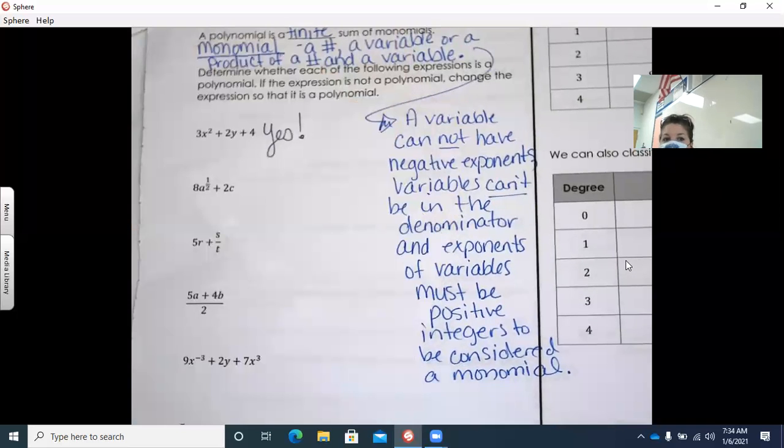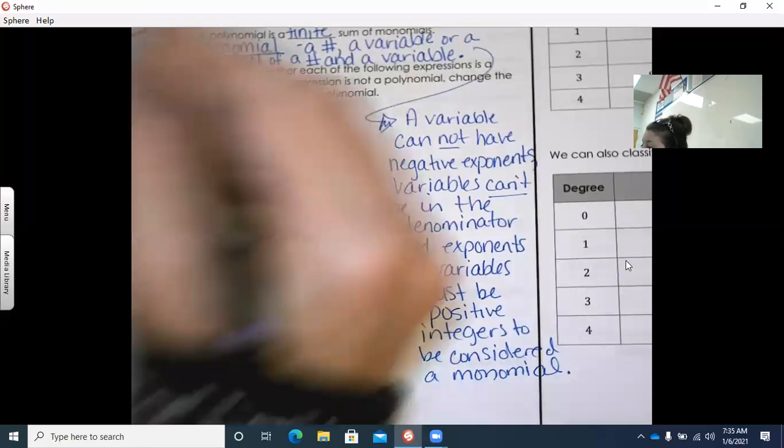Look at the next one, 8a raised to the 1/2 plus 2c. Is that a polynomial? Look at 8a to the 1/2. Is that a polynomial? What's wrong? The 1/2, right? Now, the number itself, it can have an exponent that's a fraction. That's okay. The variable cannot, okay? So this is not a polynomial.